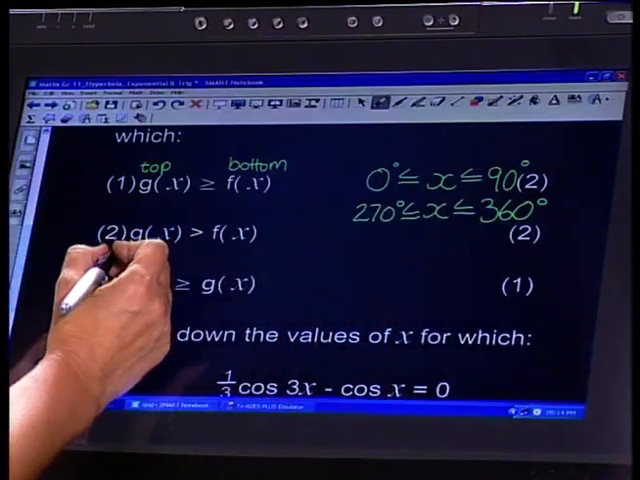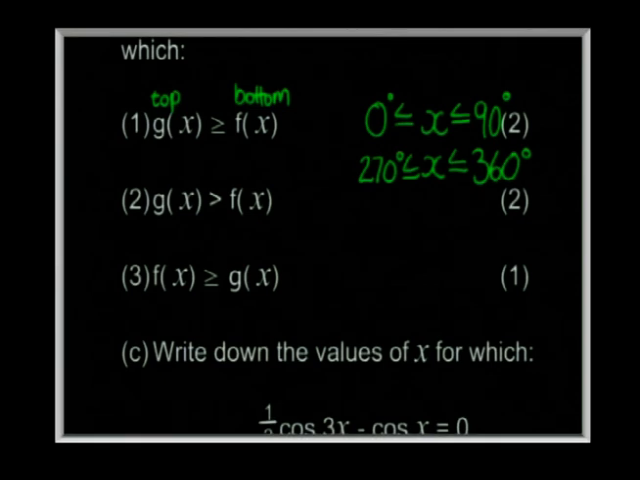The next question says g of x is greater than f of x. Now there's a very slight difference between these 2 questions. The first question said g of x is greater than or equal to f of x, and the next question, g of x is just greater than f of x. This means we don't want to know where they're touching. We want to know when g of x is distinctly above f of x. So it can't touch, it must just be above it.